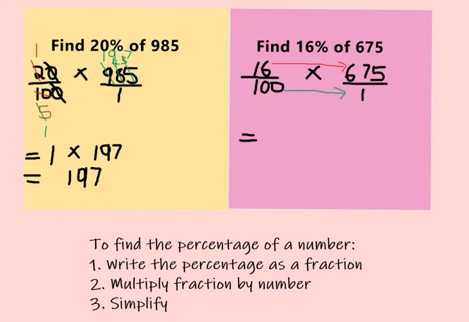So let's go. Multiplying the numerator by the numerator, 16 times 675, and multiplying our denominators would give what? 100 times 1. And 16 times 675, what does that give us? You could just use your calculator to do that, guys. We learned how to multiply using 2 digits already. So 10,800, and the denominator would be 100.